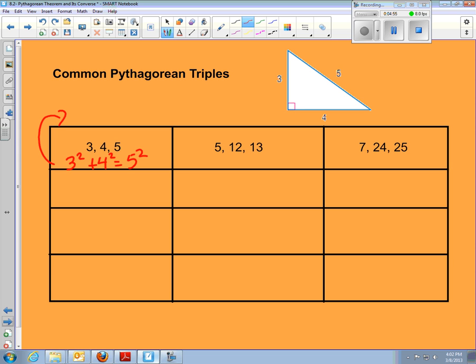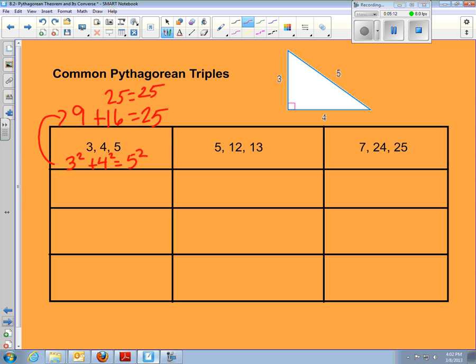So let's go right up here. 3 squared is 9, plus 16, which is our 4 squared, and our 5 squared is 25. If we add that 9 and 16, go ahead and add that. Did you get 25? I got 25. See how that ended up working out real nice?